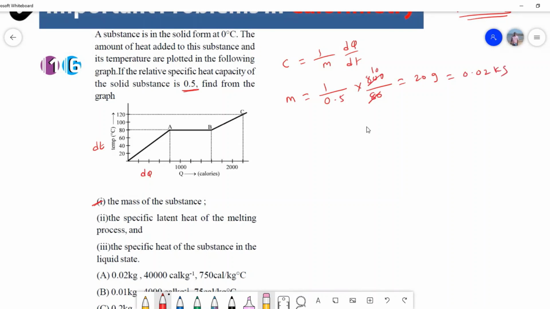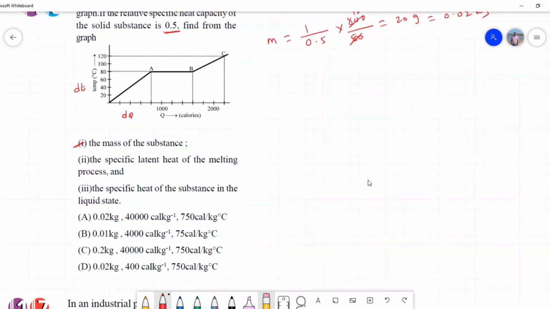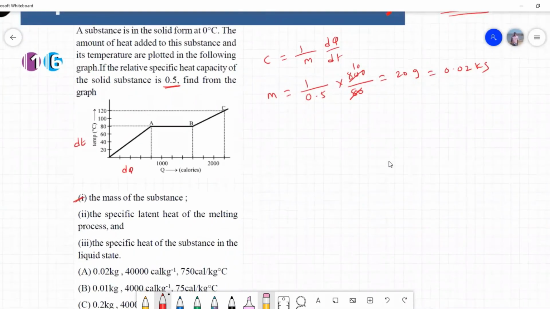If you look at the options, maybe D or A may be the answer. Let us not finalize it now before we calculate the other values. So the first answer is this. Now let's move on to the second part.